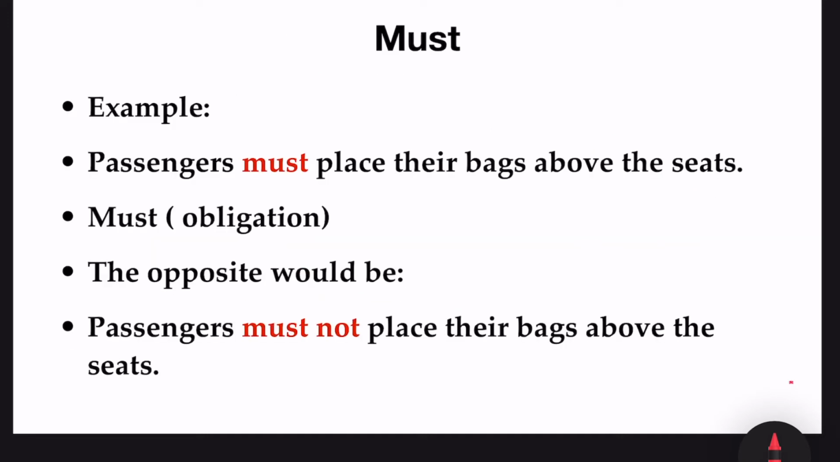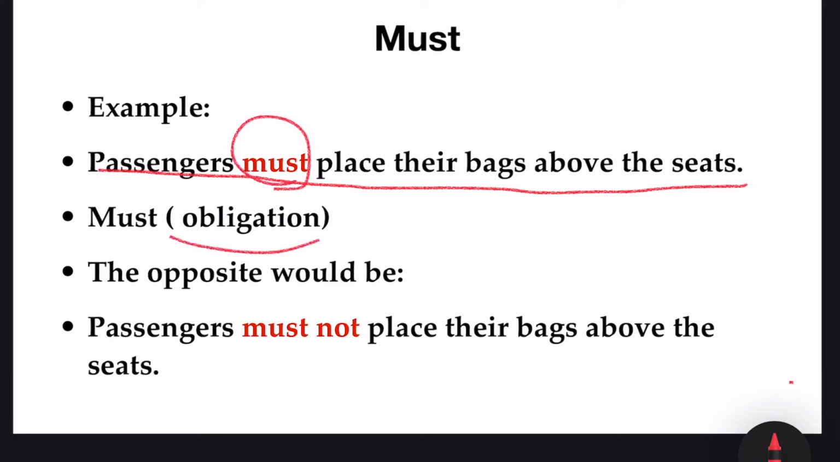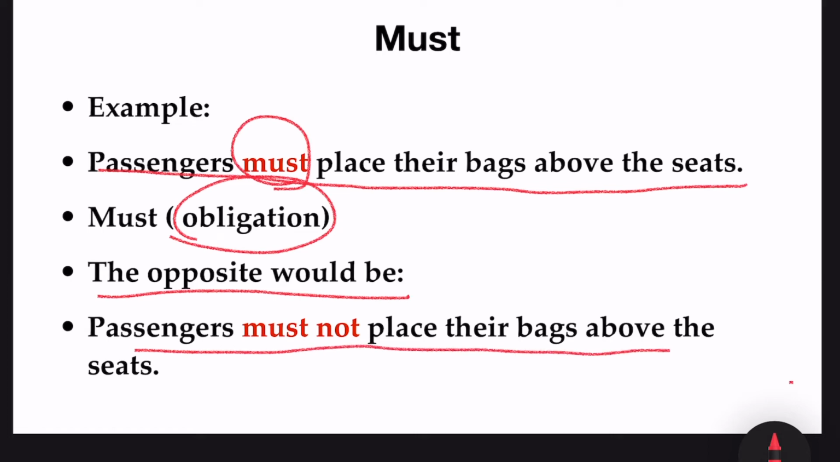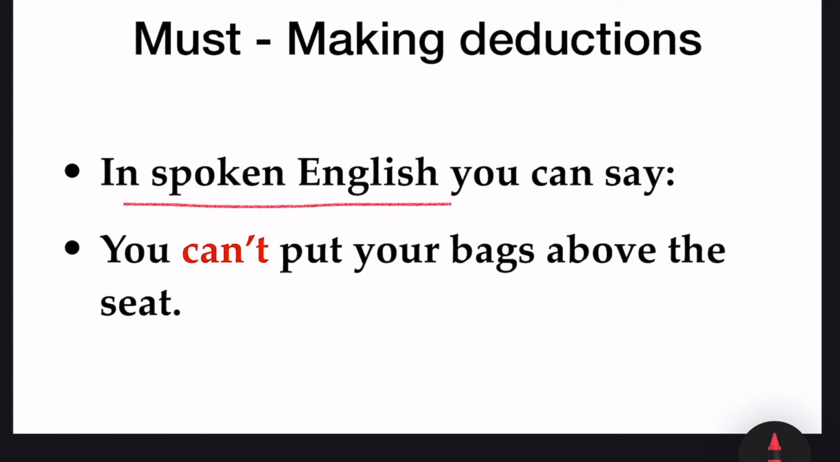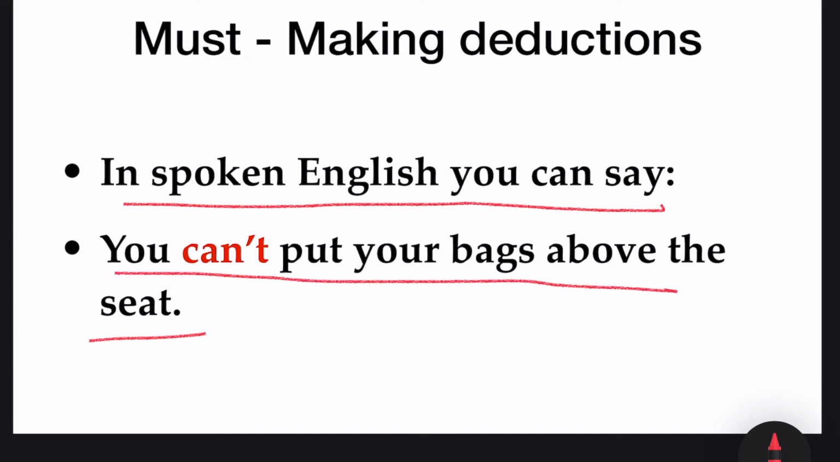Look at this example now. Passengers must place their bags above the seats. Here, we have used must to express obligation. What would be the opposite for this sentence? The opposite would be passengers must not place their bags above the seats. In spoken English, you can say, you can't put your bags above the seat.